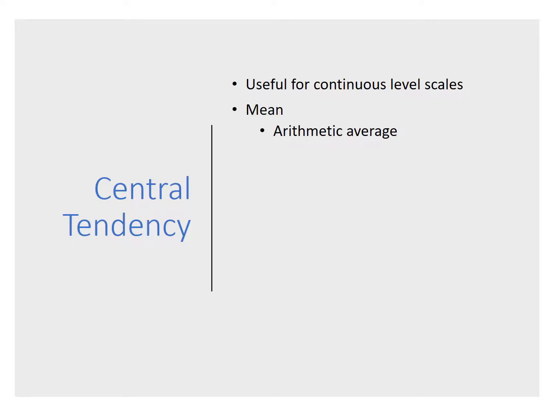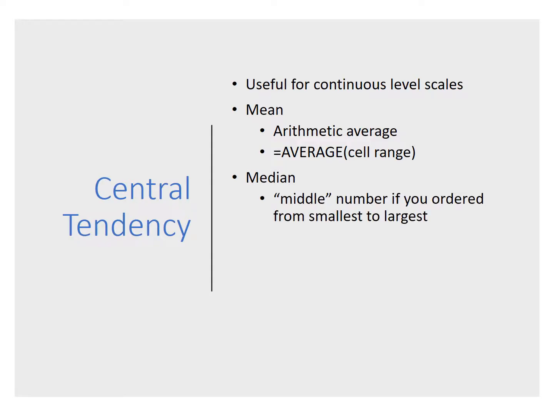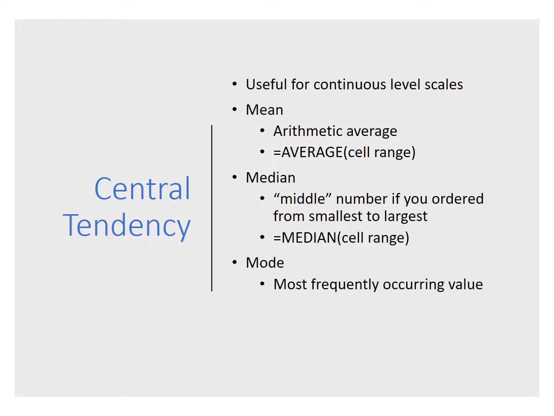Remember, mean is the arithmetic average. You can use Excel to calculate mean using the average function. Median is the middle number if you've ordered it from smallest to largest, and we can calculate it with the median function. And mode is the most frequently occurring value, and again, we have an Excel formula for mode. When would we use which? I want you to think about that for a minute.